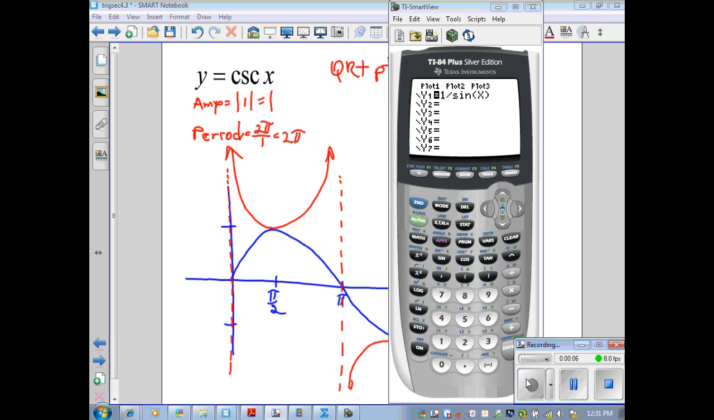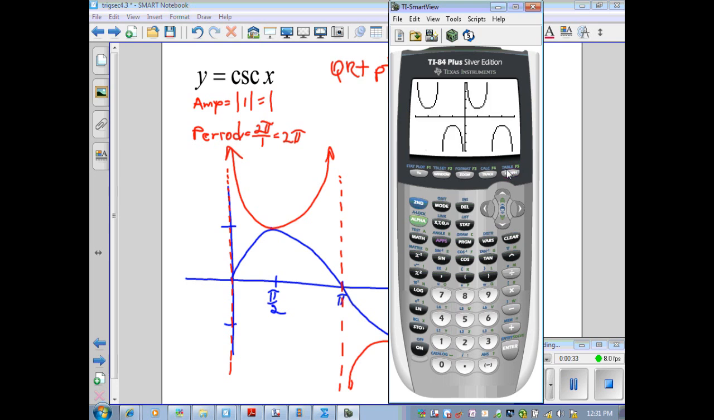Here I went to y equals, and the function y equals cosecant x can be entered as y equals 1 over sine x. Then I went to my window, and again my x min and max are my negative and positive periods. My scale is going to be my quarter point, but for my y min and max, I went a little above and below the amplitude just so I could see how the U-shapes look. Then I graphed, and it generated my U-shaped curves.